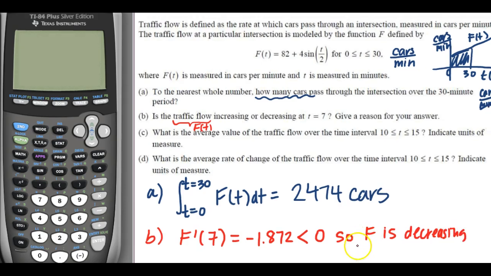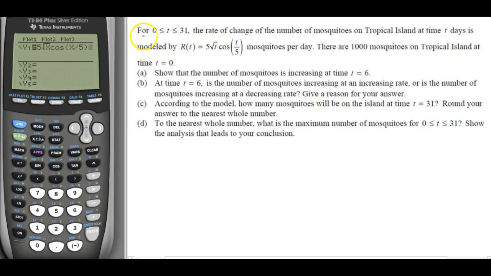Or we could replace f with traffic flow, as that is what the function f represented, and that was the way that the problem was worded. So we'd probably want to put, so the traffic flow is decreasing. So we answered parts A and B of this question, and we'll hold off until a later lesson to go over parts C and D. Alright, moving on to the next AP question.